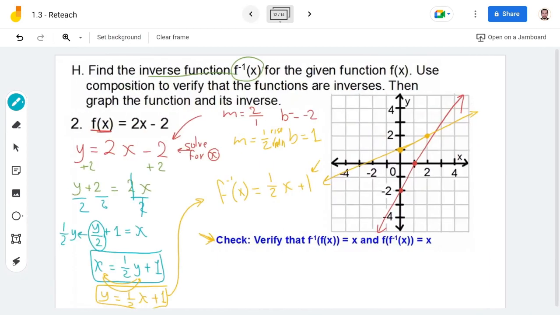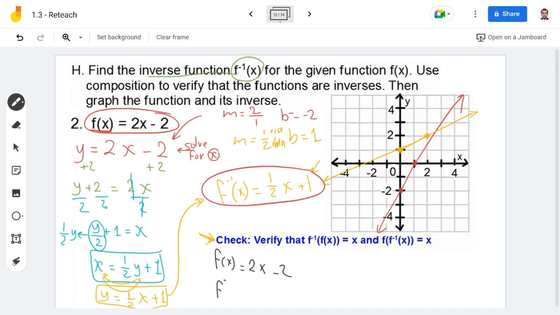But now let me go back to check and verify. What's check and verify? Now I have 2 equations, the normal equation and this inverse equation here. Let's put them together. If we have f of x equal 2x minus 2, the inverse of this function is 1 over 2 x plus 1.